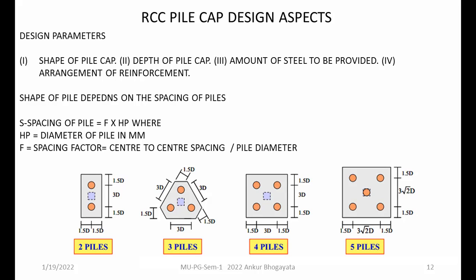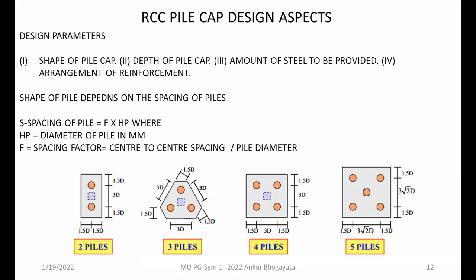Here you can see some of the options. There are plenty of options available for the shapes. You can even go for a circular shape for, let us say, 4 piles, 5 piles. There's nothing wrong in that. The only thing is you have to take care about the surrounding area which is available to you, and it should not disturb the other setup of, let us say, neighboring columns also.